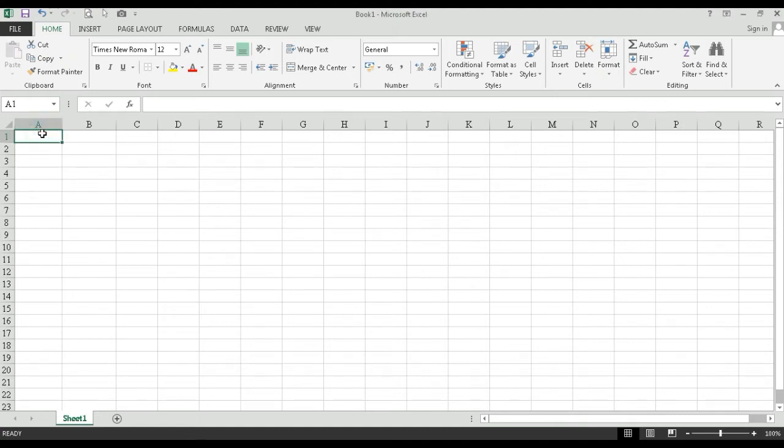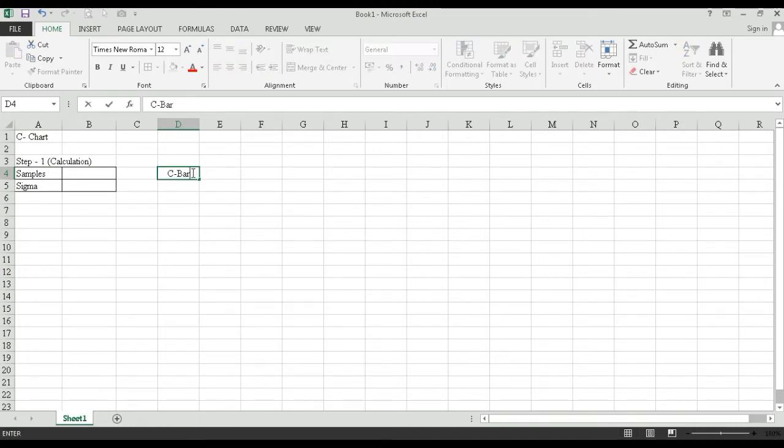So we will start creating the C chart. Step 1 is calculation. In calculation we will take samples and sigma, C bar, upper control limit, lower control limit. I will put the formulas after the data sheet.